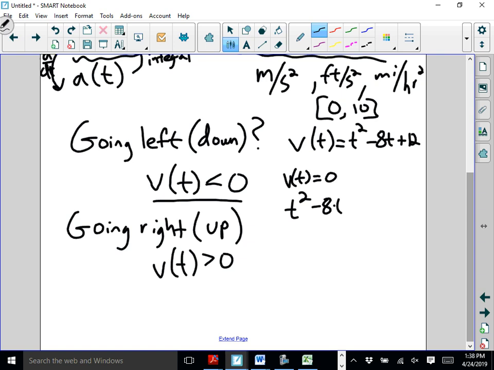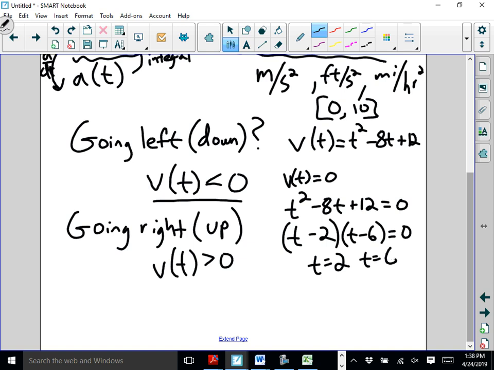Well, I have to factor this thing. So what numbers multiply to 12 but add to -8? That would be -2 and -6. So I'd get (t - 2)(t - 6). So that tells me that the velocity is 0 at t = 2 and t = 6, right? Then we do a number line test, a velocity test, to test the signs.